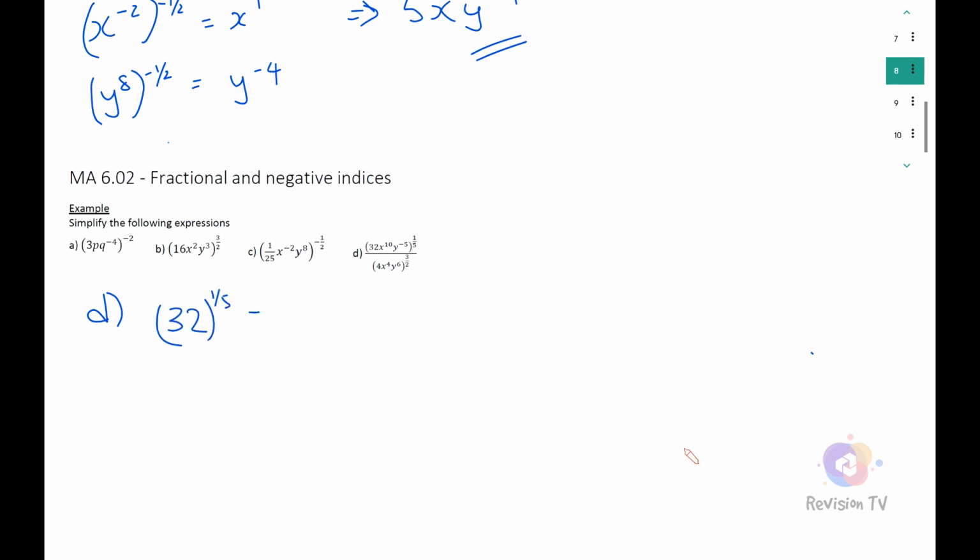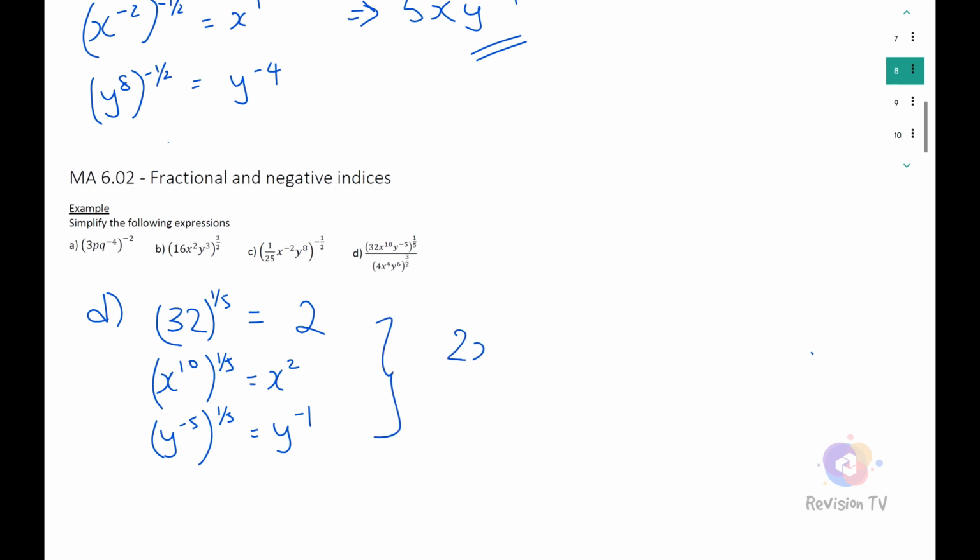A fifth means fifth root. Again, when you do fifth root, the number cannot be very big. So it has to be 2. 2 to the power of 5 is 32. So x to the power of 10 to the power of a fifth means you multiply power. So 10 times a fifth is 2. For the y to the power of minus 5 to the power of a fifth, minus 5 times a fifth is minus 1. So for the numerator, 2x to the power of 2, y to the power of minus 1.